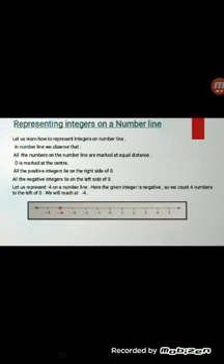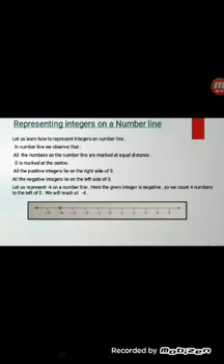Now we will learn how to represent integers on a number line. Suppose we have to represent -4 on a number line. Here, as you can see, the given integer is negative. So we will count 4 numbers to the left of 0 and we will reach -4.